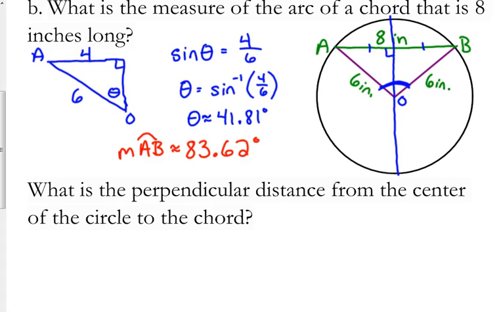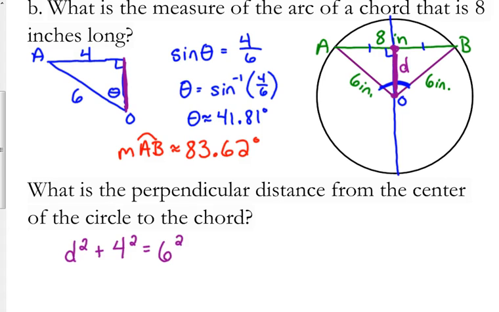Okay, we've got another question going along with this one. It says, what is the perpendicular distance from the center of the circle to the chord? So that's talking about this distance right here, from the center of the circle to the chord. What is that distance? Well, that is the third side of our triangle, isn't it? So what can we use to find that side length? The Pythagorean theorem. The other leg is 4.